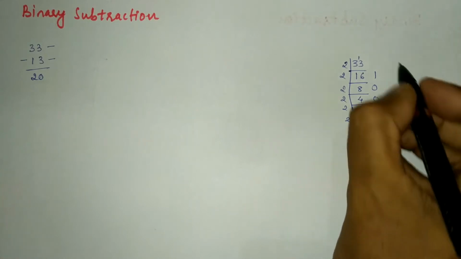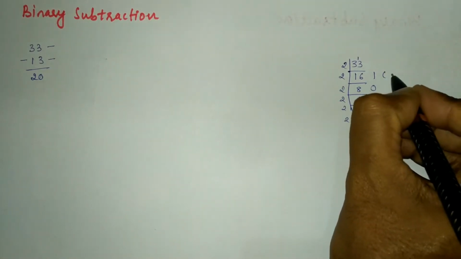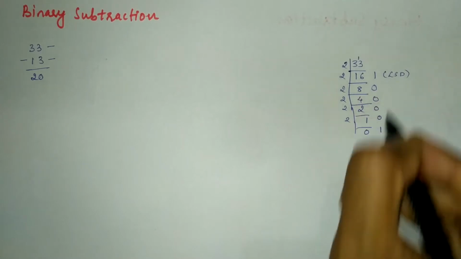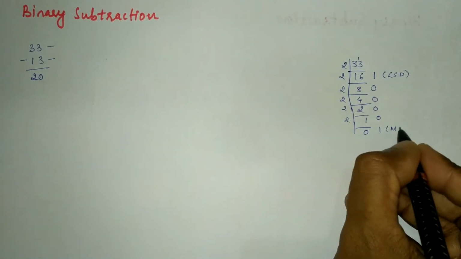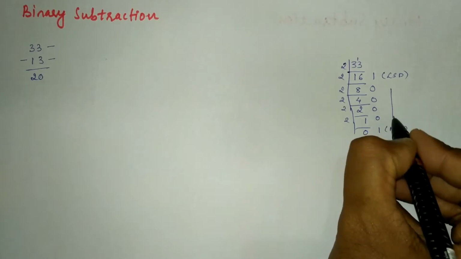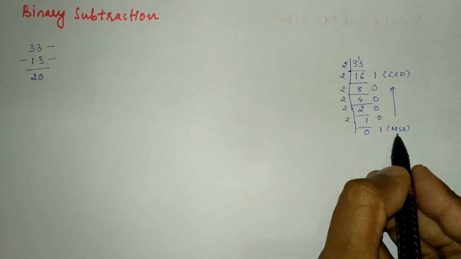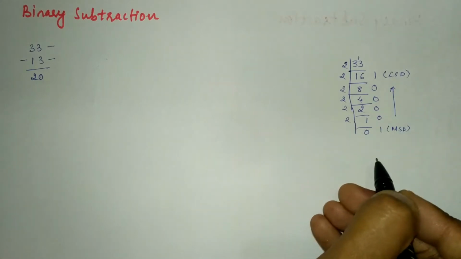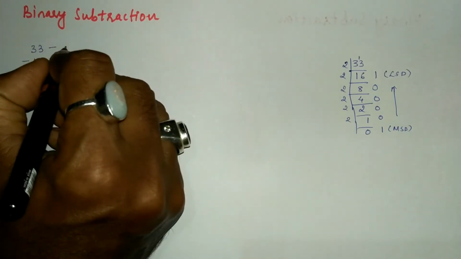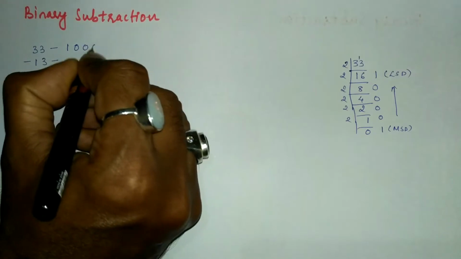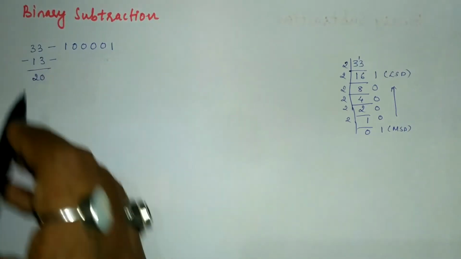Now let us write the first remainder as the least significant digit and the last remainder as the most significant digit. So we'll have to write the binary equivalent of this given decimal number from most significant digit to least significant digit. Here I have to write 1 0 0 0 0 1.